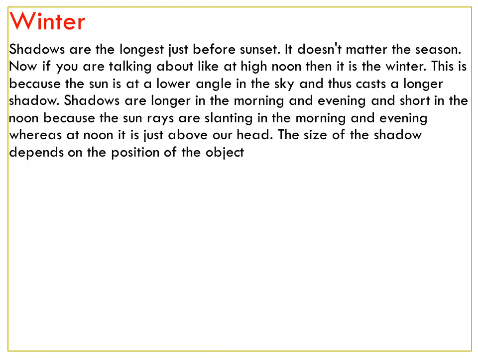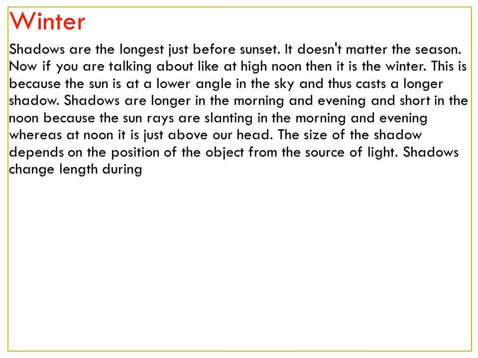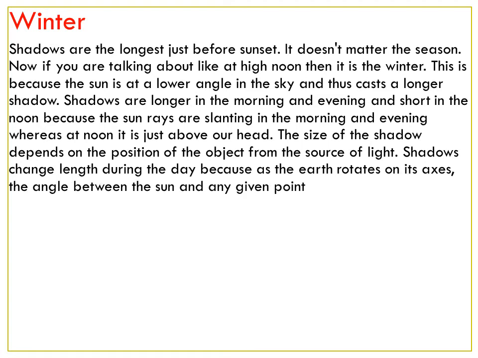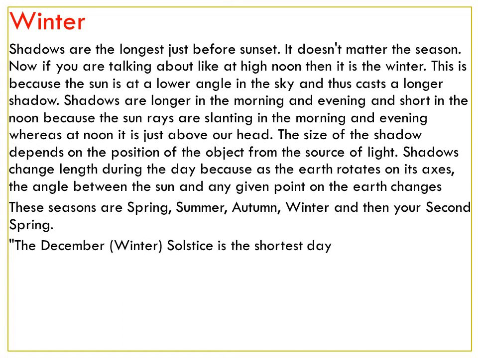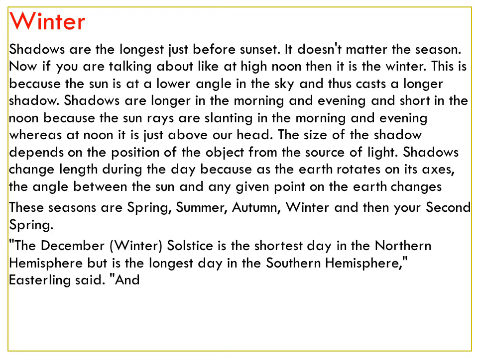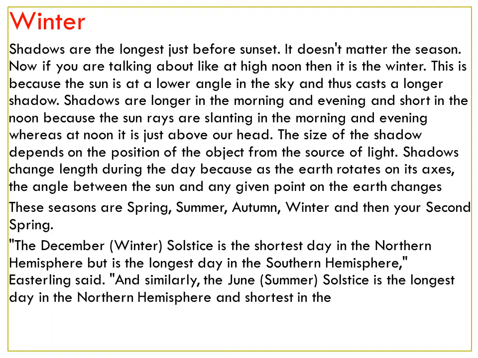The size of the shadow depends on the position of the object from the source of light. Shadows change length during the day because as the Earth rotates on its axis, the angle between the sun and any given point on the Earth changes. The seasons are spring, summer, autumn, and winter. The December winter solstice is the shortest day in the northern hemisphere but the longest day in the southern hemisphere. Similarly, the June summer solstice is the longest day in the northern hemisphere and the shortest in the southern.